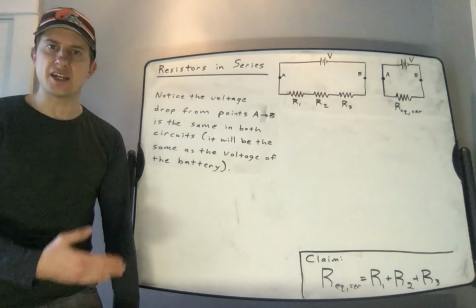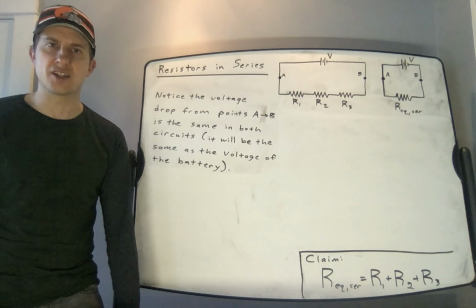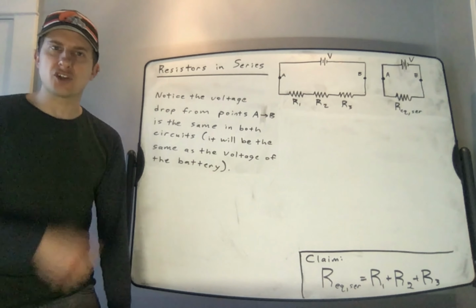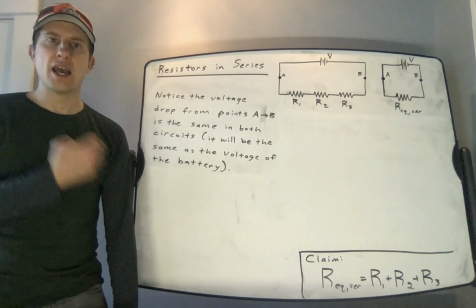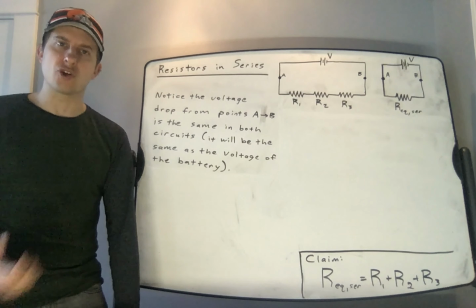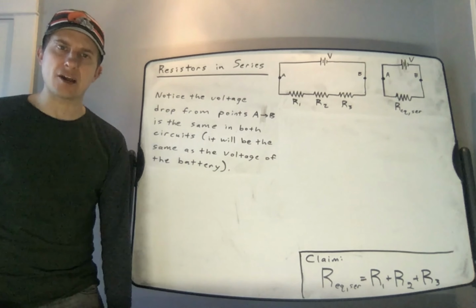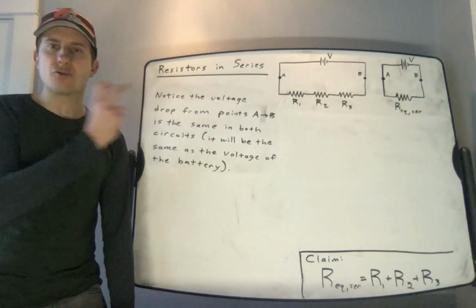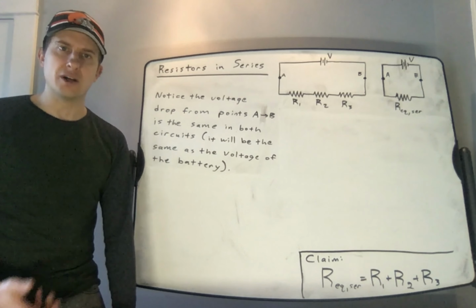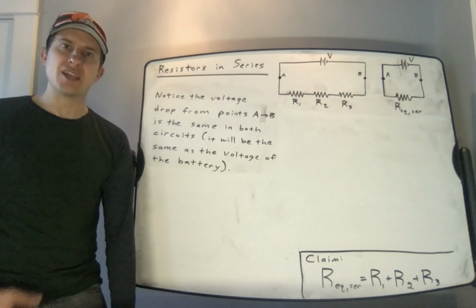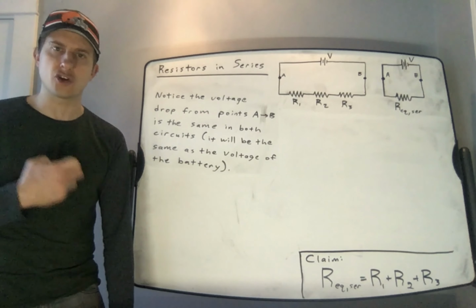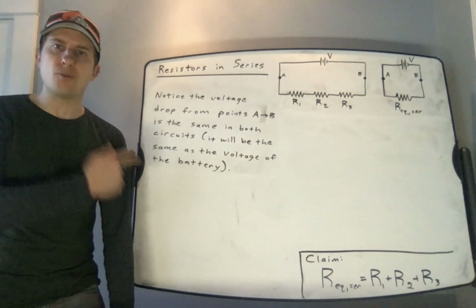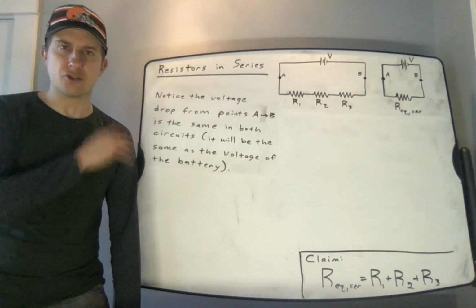One of the key points in our derivation is going to be to recognize that the voltage drop from points A to B will be the same in both circuits. The reason for that is in both circuits, point A is directly connected to the positive terminal of a battery, and in both circuits, point B is directly connected to a negative terminal of a battery, and we are assuming that the batteries in the two circuits are identical, namely they have the same voltage V. Previously, we described a battery as a type of device that maintains a constant potential difference between its two terminals. So the voltage drop from point A to B must be the same in both cases.